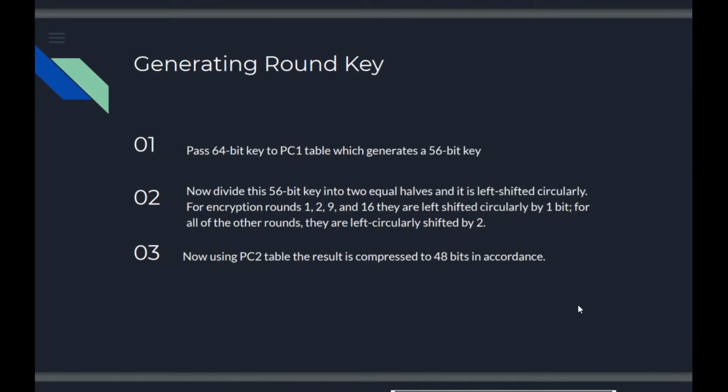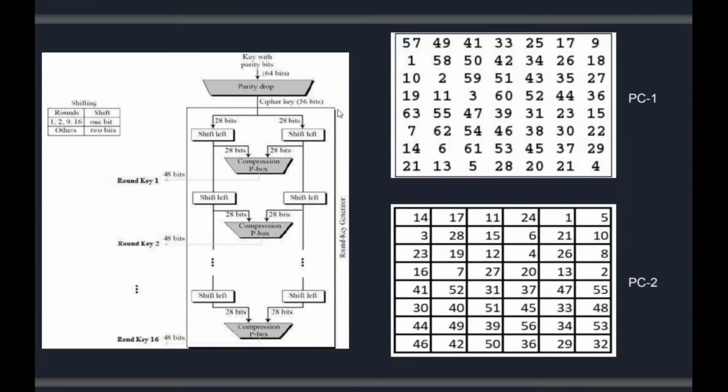So the first step is generating a round key. We take a 64-bit input and pass it to the parity drop. It drops 8 bits and passes the remaining 56 bits on using the PC1 table. You can see the PC1 table in the right part.